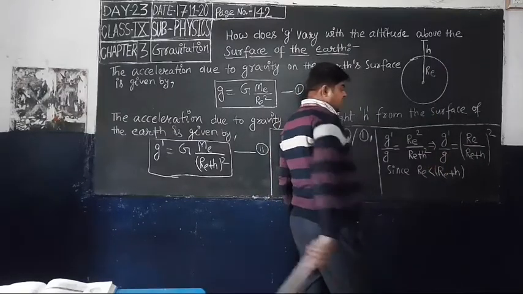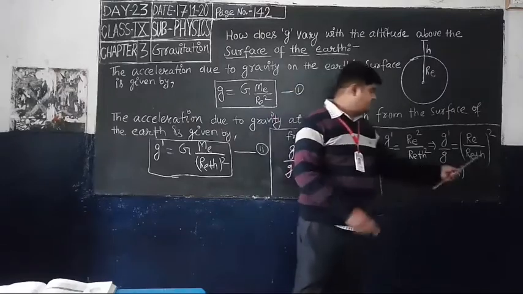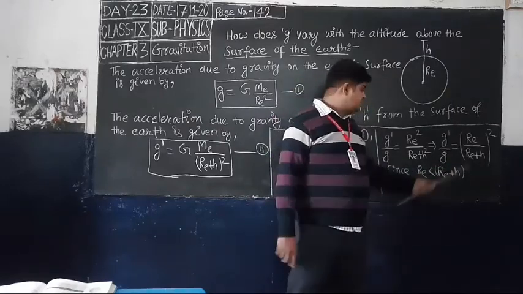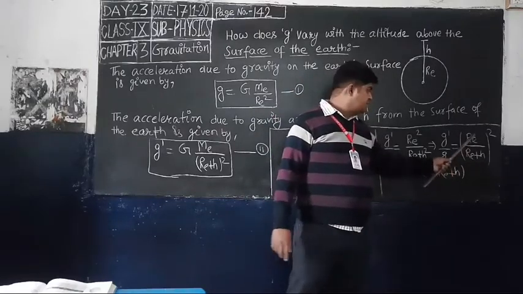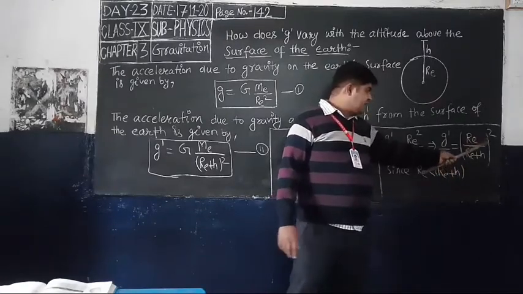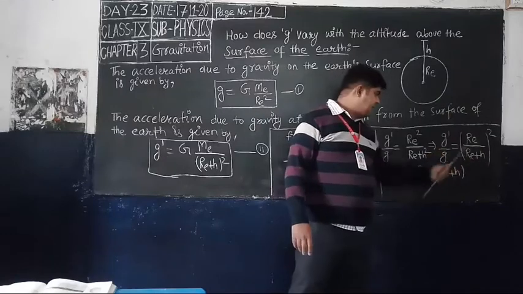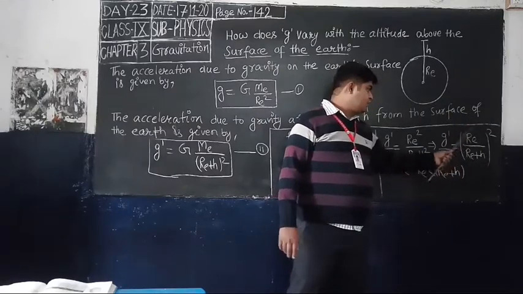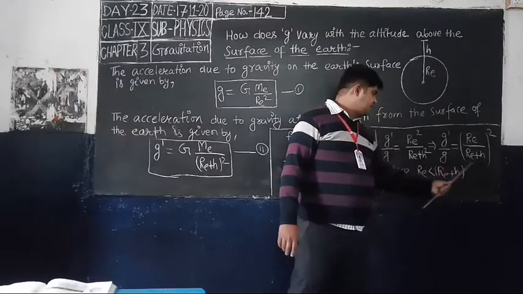Suppose that R_e is equal to 2 and h is equal to 1. Then it becomes 2 by 3, that is 2 by (2 plus 1), as for example. That means we can say that R_e is less than R_e plus h. Here the numerator is less than the denominator.